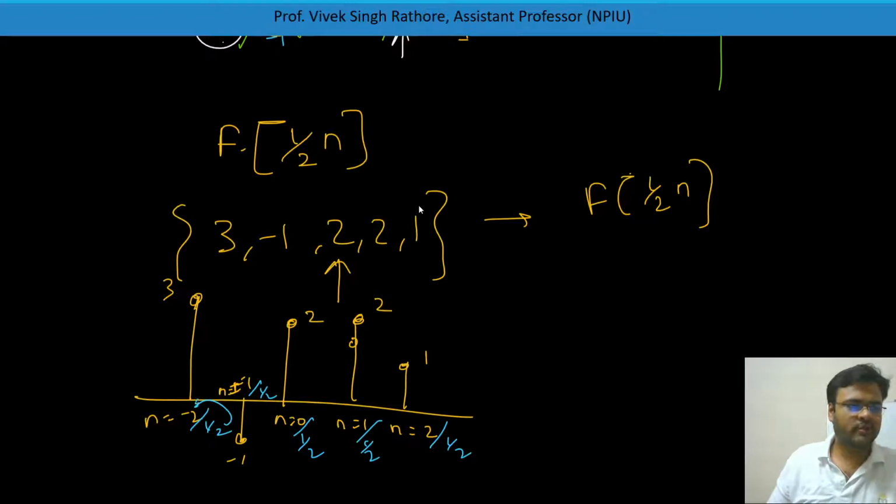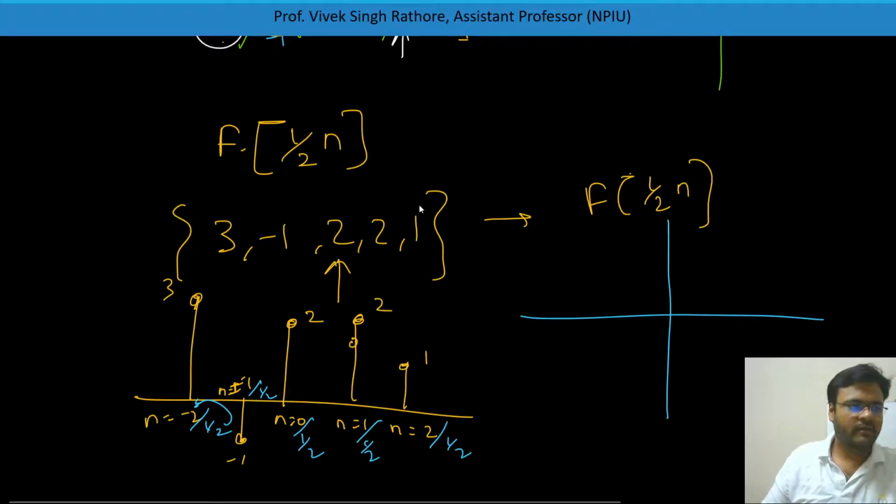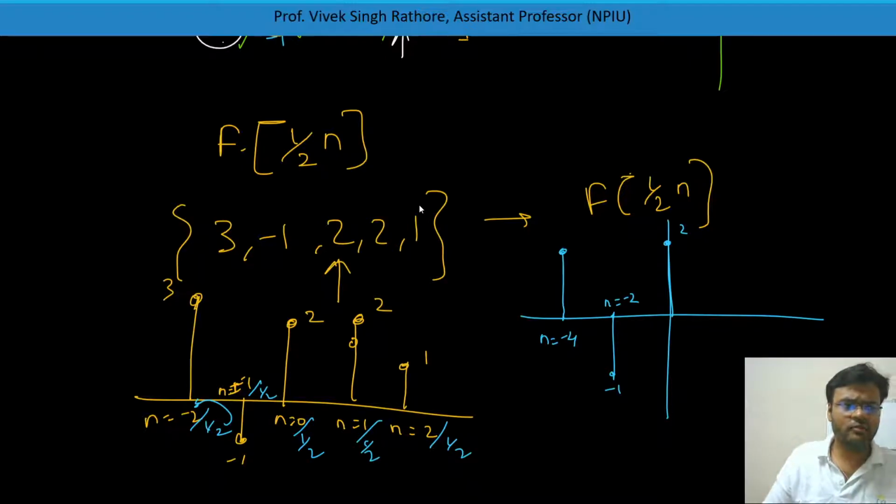So this will go outward, and a new signal will be formed. How does the new signal come? At n is equal to minus 4, the value 3 will lie, and then minus 1 moves outward to n is equal to minus 2. For n is equal to 0 it will be 2 only. For n is equal to 2, the signal will be 2, and for n is equal to 4, the signal will be 1.